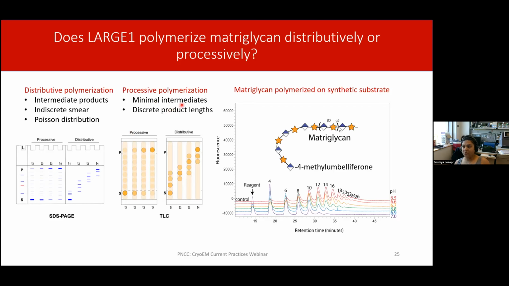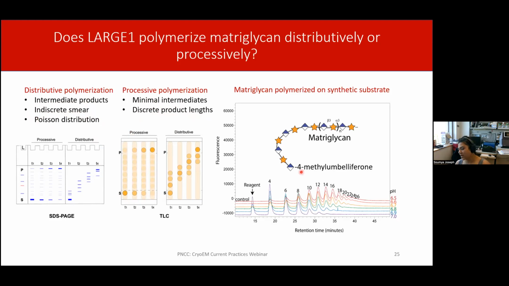Processive polymerization generally results in minimal intermediates. So you'll have a starting material here and then the finishing material here. And it usually gives you discrete product lengths. Whereas distributive polymerization is when the enzyme-substrate complex dissociates between catalytic rounds. You'll be able to see intermediate products, so your gel will look like a bit of a smear. You'll also get a Poisson distribution of products.